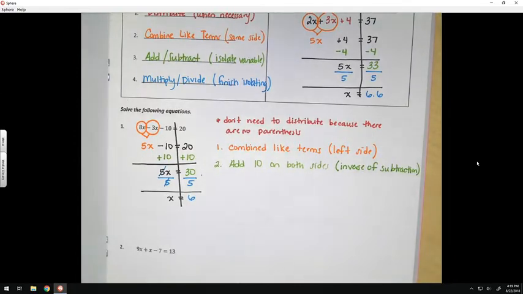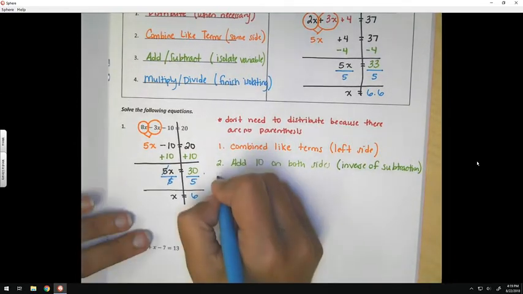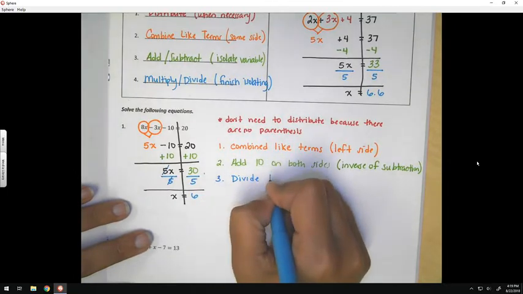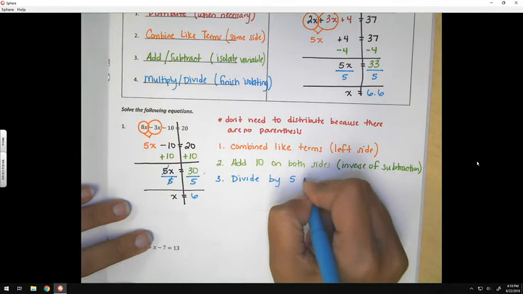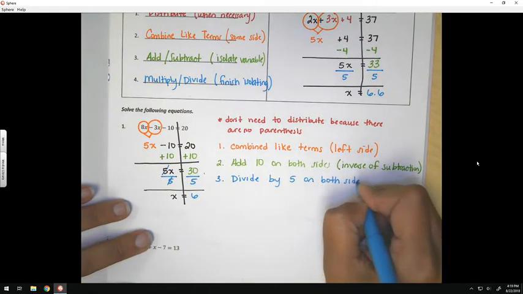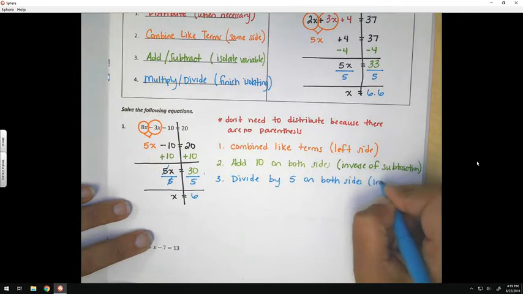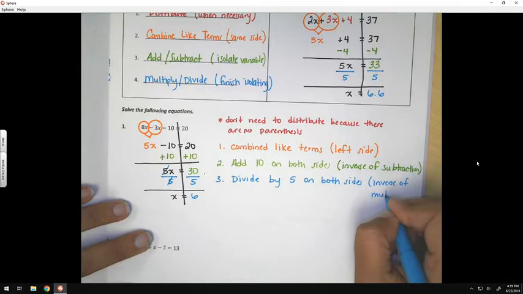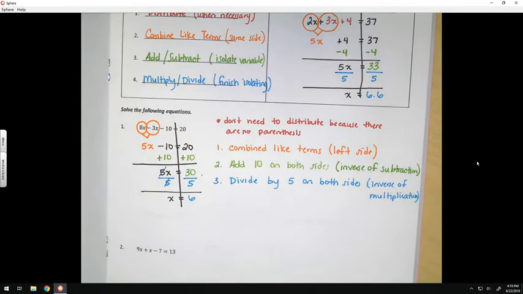And I divided by 5 on both sides because that is the inverse of multiplying. And that's what gave me my final answer. So there are 3 steps to this problem. Let's take a look at another example.